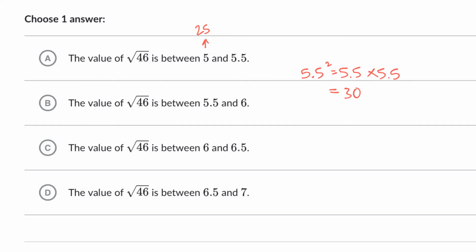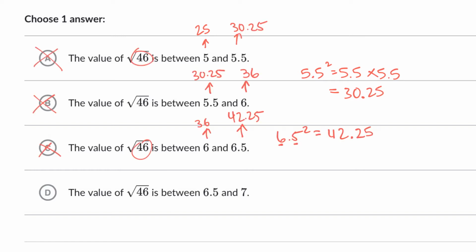Now I can go on here. If I square 5.5, it's 30.25. I just did that. And the square of 6 is 36, and that is not there. And now 6.5 squared: take 6 and 7. 6 times 7 is 42. And then the 5 squared is 25. Move the decimal twice, that's 42.25. 42.25 and 46 is not between those two. All right, once again, by elimination, it has to be D.